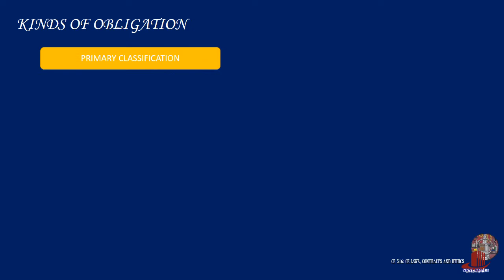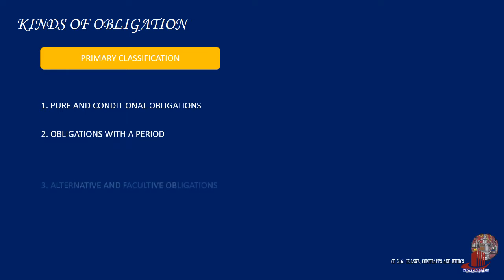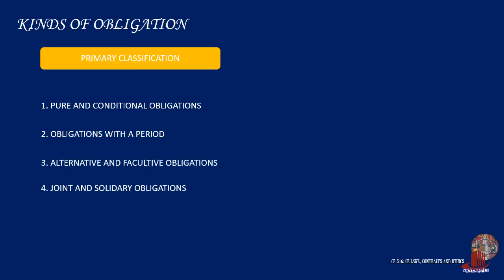There are two general classifications of obligations under the Civil Code. The first is primary classification, which includes pure and conditional obligations, obligations with a period, alternative and facultative obligations, joint and solidary obligations, and divisible and indivisible obligations.